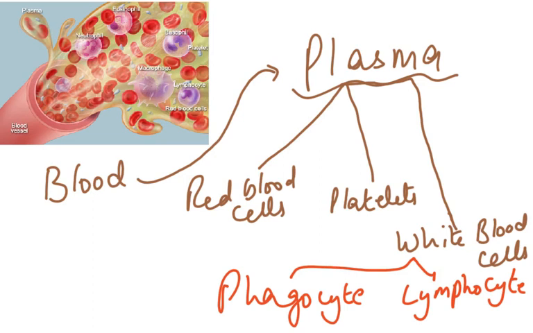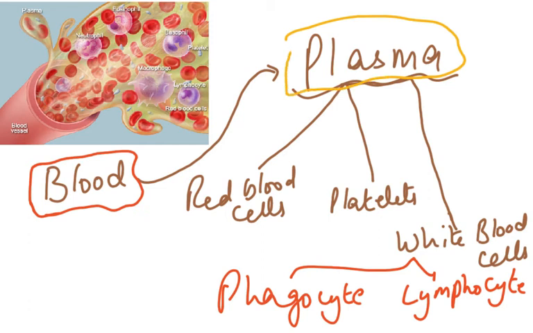Now coming to the structure of the blood, it has the liquid part, which is a yellowish part called the plasma. And this yellowish part is what you can see here as well. And in this liquid part, we have three types of cells. The first one is the red blood cell, which is a biconcave disc, and this contains the pigment hemoglobin.